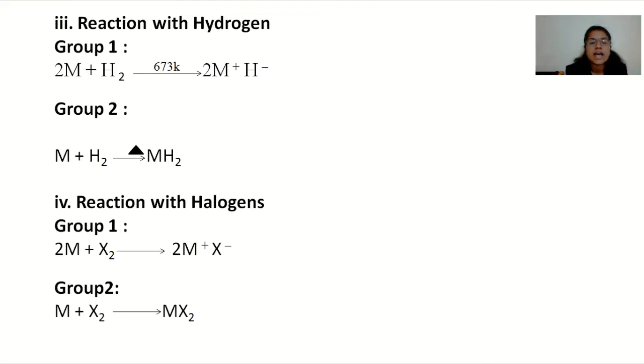Now reaction with halogen. In group 1, all the alkali metals react vigorously with the halogen to produce ionic halide salts. The general reaction is given here, M plus X2. M stands for metal, group 1 metal, whether lithium, sodium, etc., while X stands for halogen. They will react with each other to form the corresponding metal halides. While group 2 elements also form the same reaction, but they form dihalides.